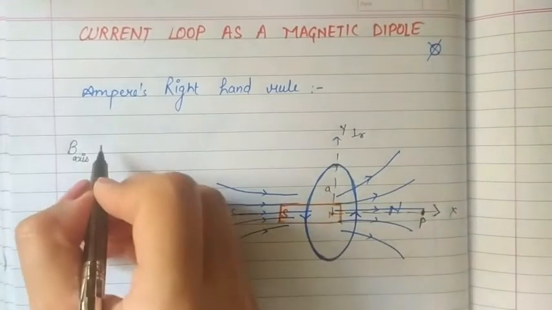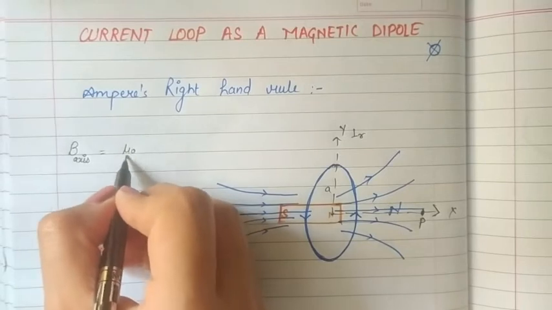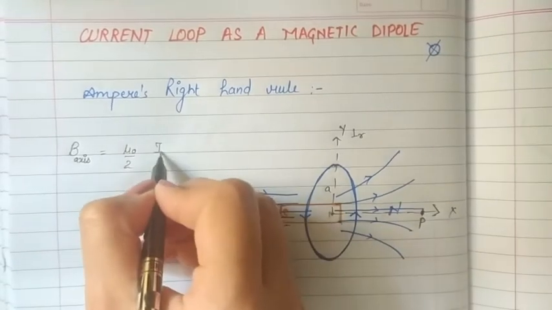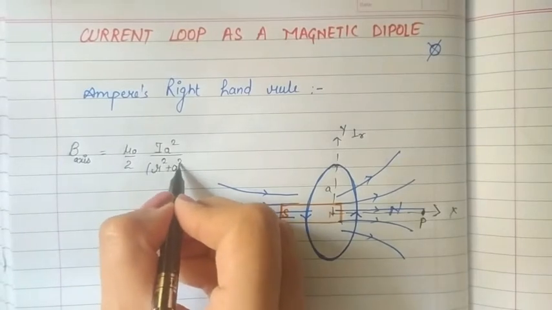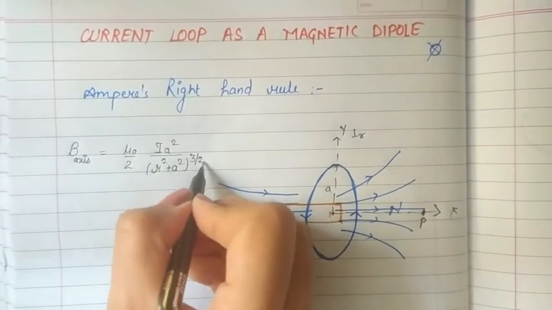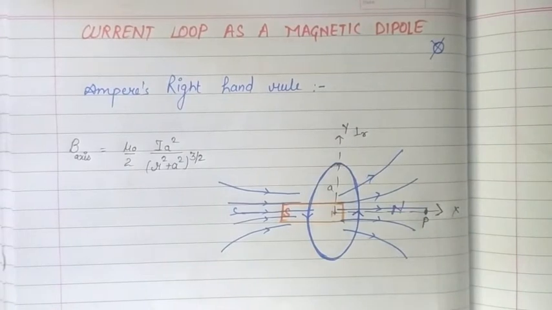that magnetic field at any point on the axis of the loop can be given as mu naught upon 2, I a square upon (r square plus a square) whole power 3 by 2. This is the case for a point that exists on the axis of the loop.